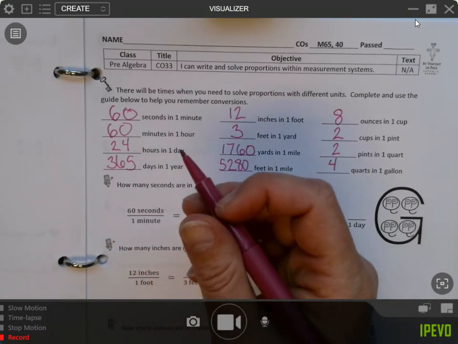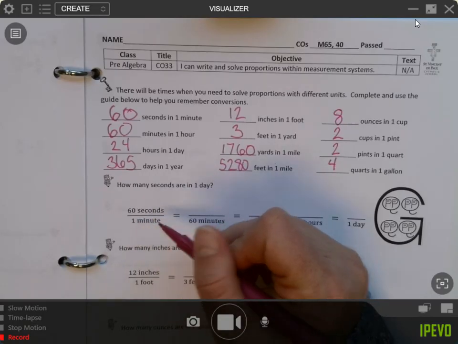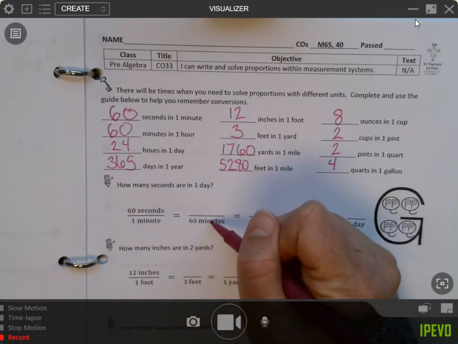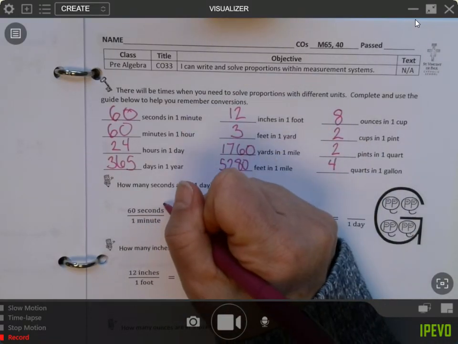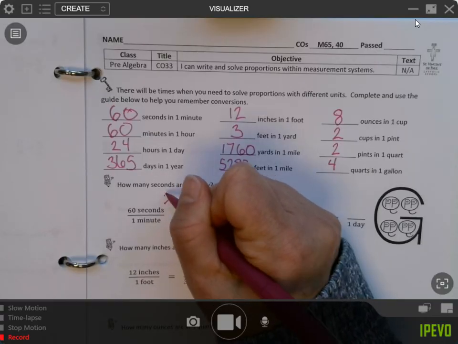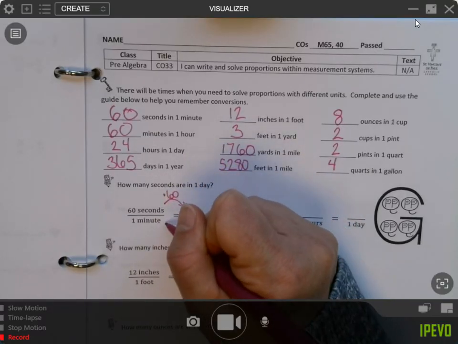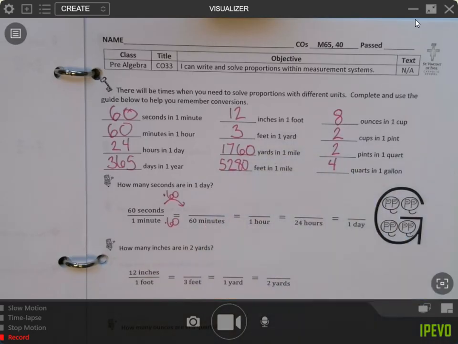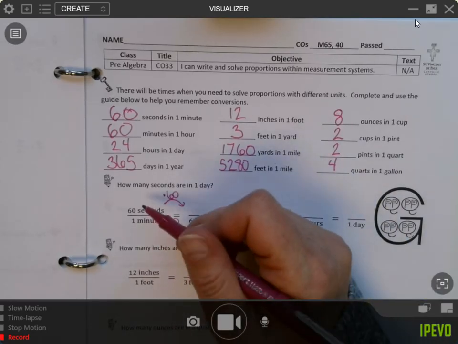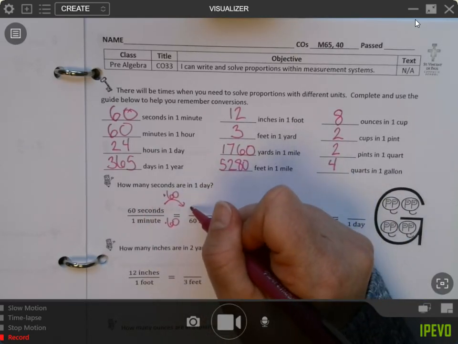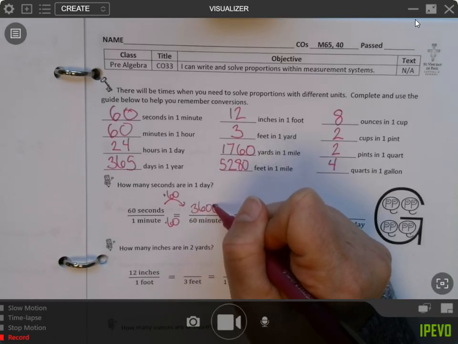So 60 seconds for 1 minute. To go from 1 minute to 60 minutes, we're going to multiply by 60, right? Because to go from 1 minute to 60 minutes, we multiplied by 60. So 60 seconds times 60 gives me 3,600 seconds.